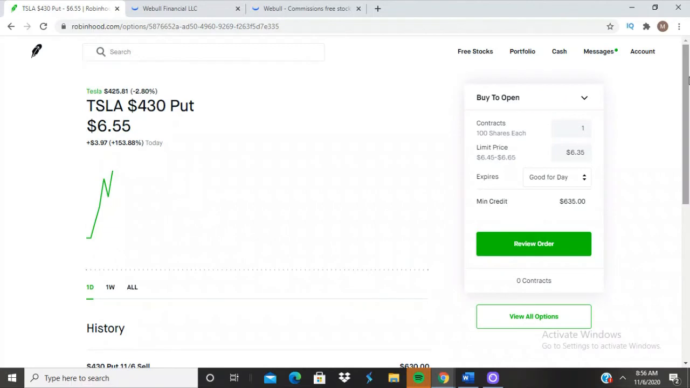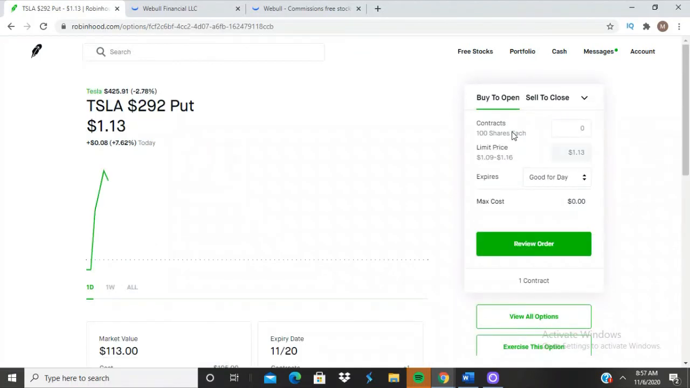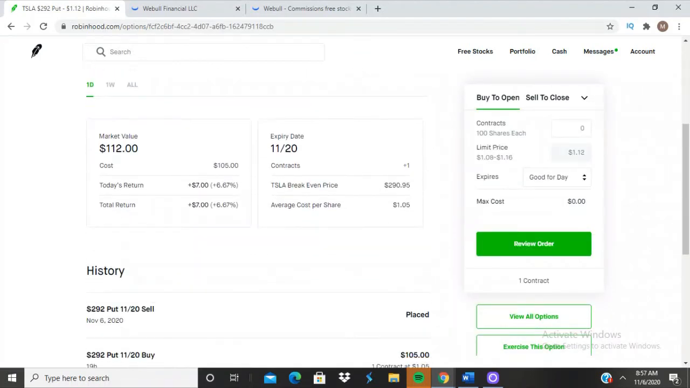So let's see if I can get out this other trade real quick. Let's see if this is a good spot. So let's see. So it's 113. I'm up $7 for the day, but I'm down overall because it lost some value. So what I'm going to do is I'm going to sell this one to close it out because I don't want to lose any more money on this one, which is only down about $2 actually. Not bad. That's not bad at all.